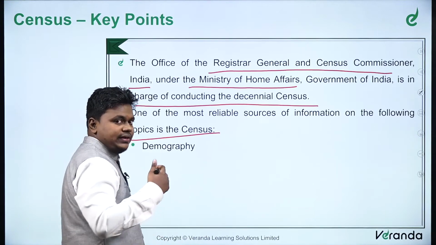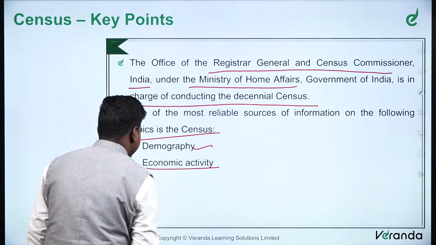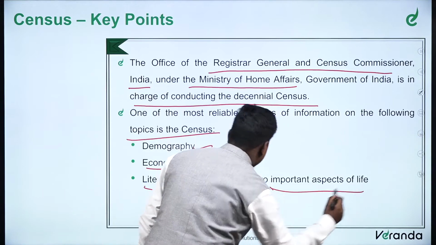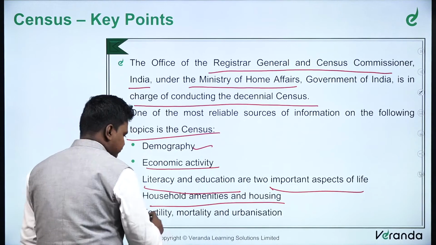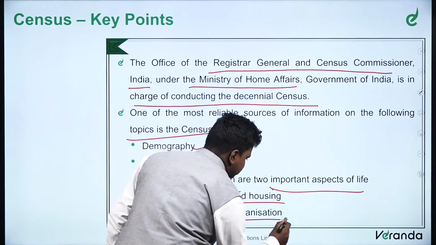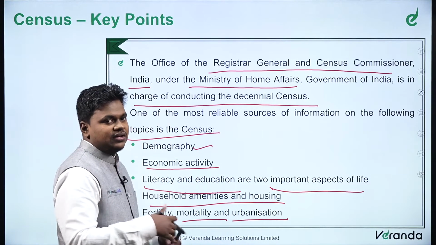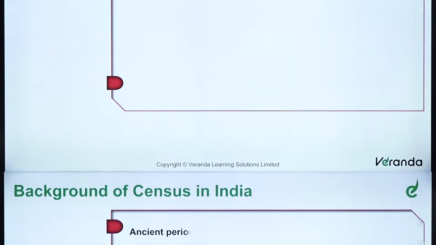In census, what we usually expect is demography and economic activity, and literacy and education, the two important aspects of life, and household amenities and housing, and further the fertility, mortality and urbanization. So, every detail we can obtain by conducting this census. So, let us see about the background of census in India.